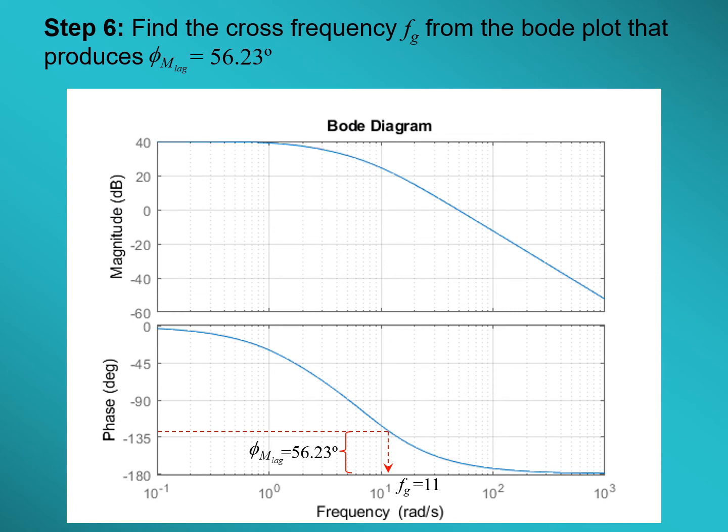Next, step number 6. From this step, we will start to use the Bode diagram that you plotted in the previous step. Find the cross frequency Fg from the Bode plot that produces phi m lag equals 56.23 degrees. Okay, so it is already shown in this figure. From phi m lag 56.23 degrees, you project a line, then you can find Fg. So now Fg equals 11 radian per second.